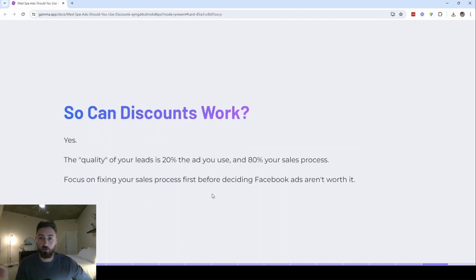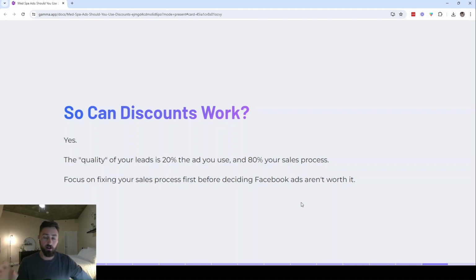So can discounts work? Yes. Discounts can absolutely work. The quality of your leads is like 20% the ad that you're running and 80% your sales process. And so if you're having a low lead quality issue, then you should focus on fixing your sales process first before you decide that Facebook ads aren't worth it.